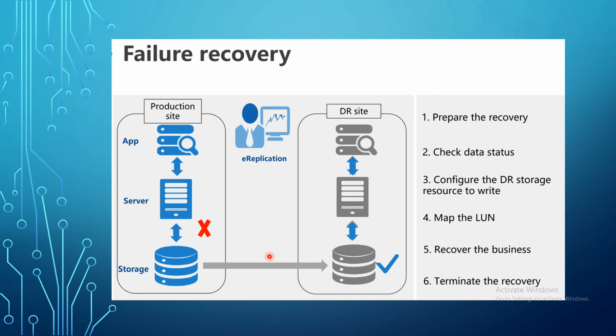So the replication will not be done because the primary side is down. So if your RPO is 8 hours, you have the 8 hours old data available here. You can start your replication using the 8 hours old data because your production is down. So there's no replication going on.